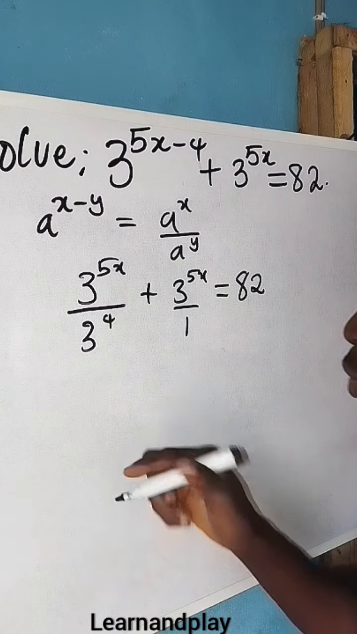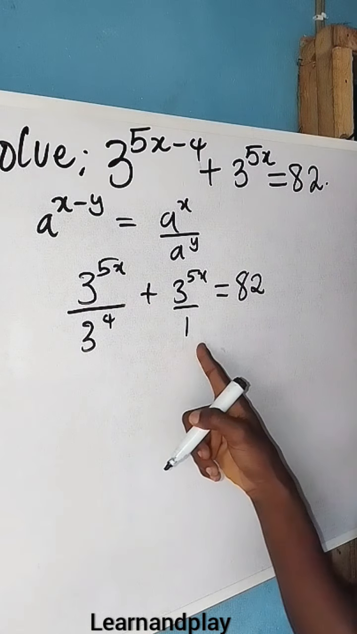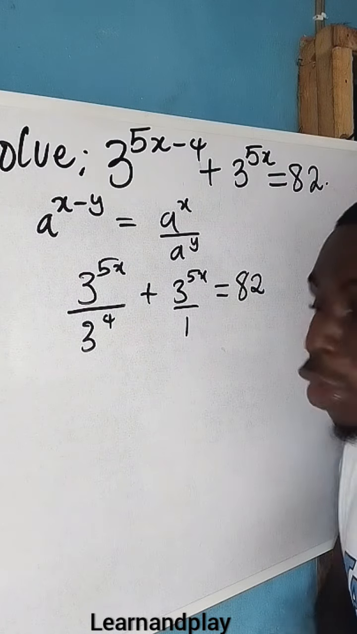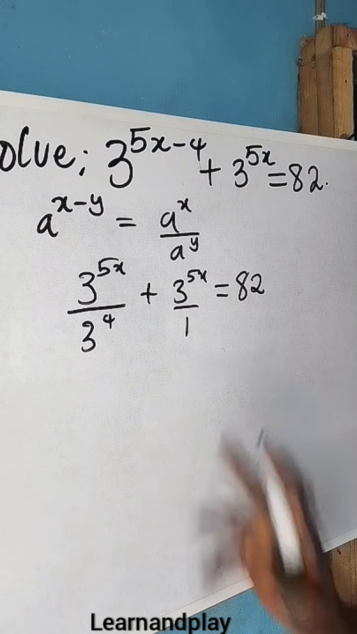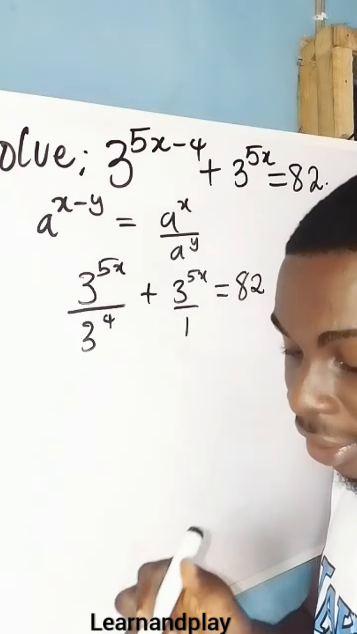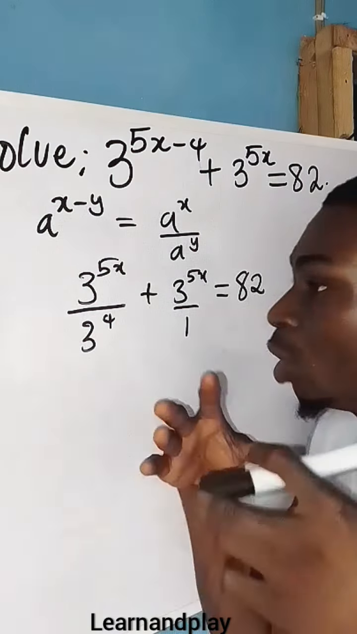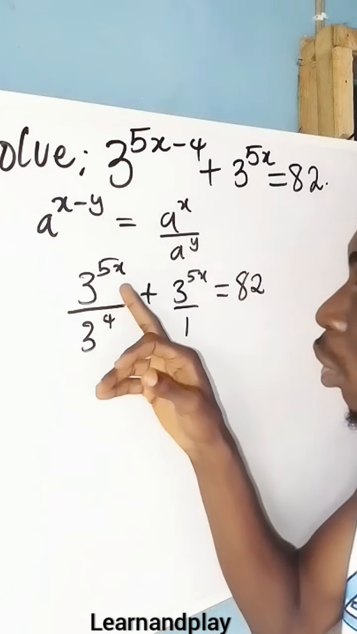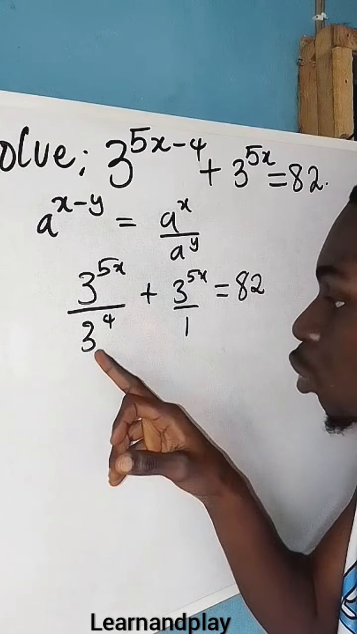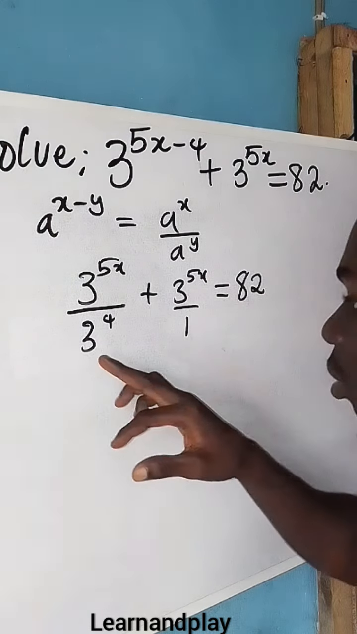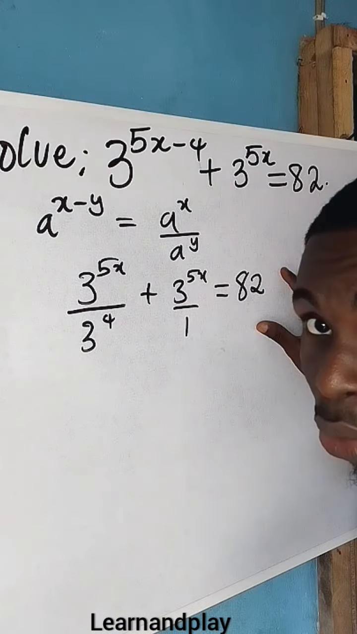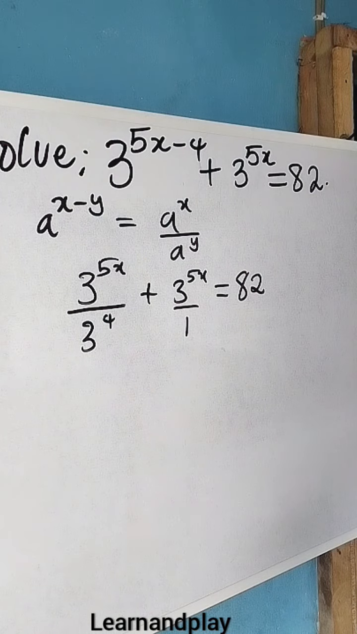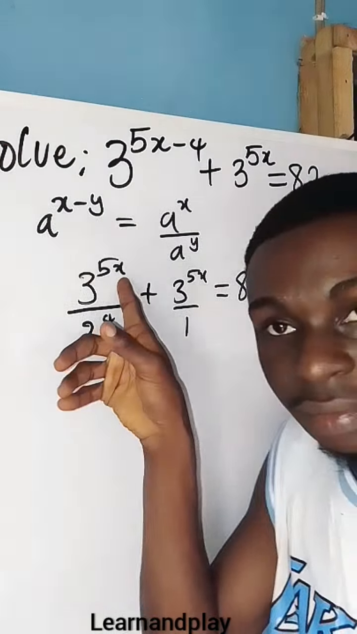Otherwise, you can equally equate this to this. But this is what we are going to do. Okay, there are two ways to solve this. First, when you realize that your numerators are the same, you equate this to this. You just say this is 3 to the power of 4 plus 1 equal to 82. Alright. But we are looking for the value of x. You cannot just do that.